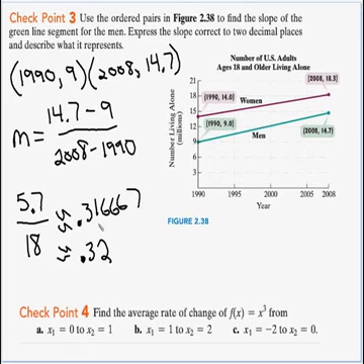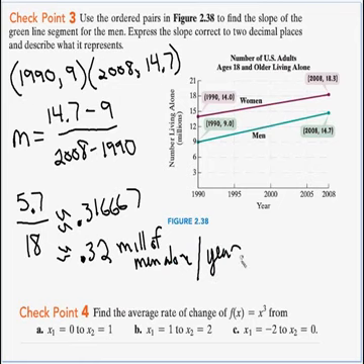Okay, 0.32, but we don't have any units. What does that actually represent? Y-axis per x-axis. Y-axis, number of men living alone in millions. So this would be millions of men living alone per year. So as the years go by, every year, roughly 320,000 or 0.32 million more men live on their own.